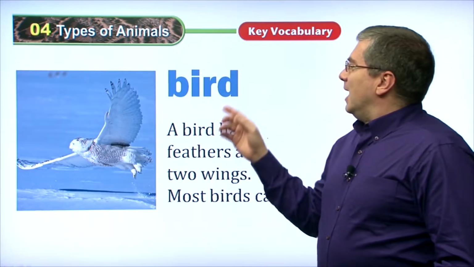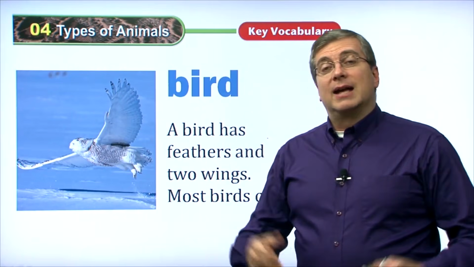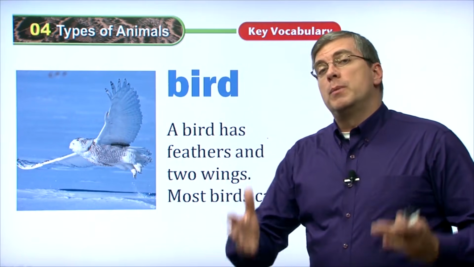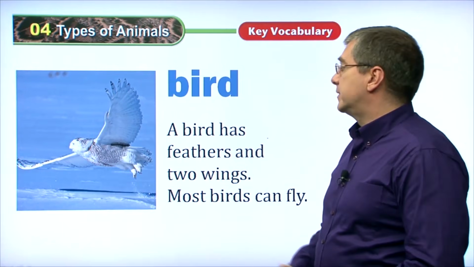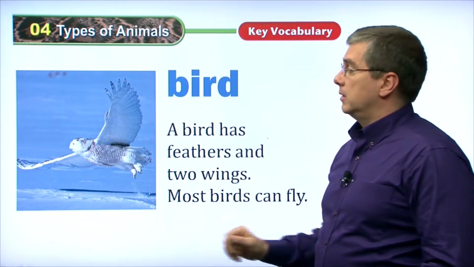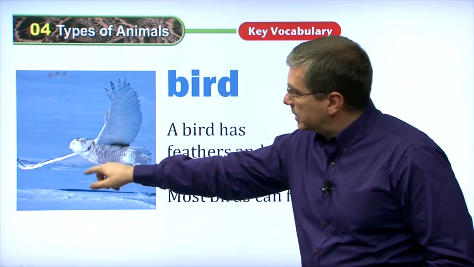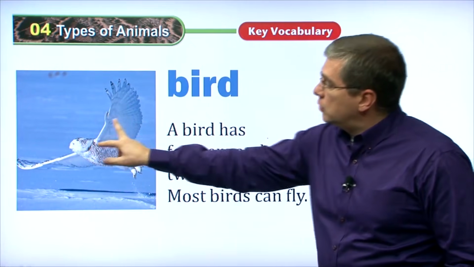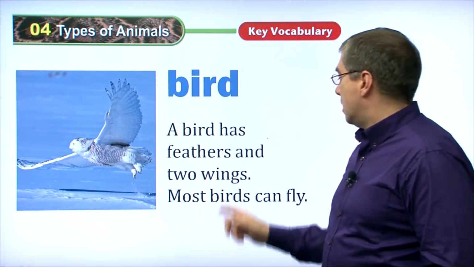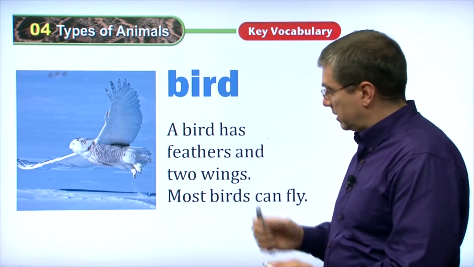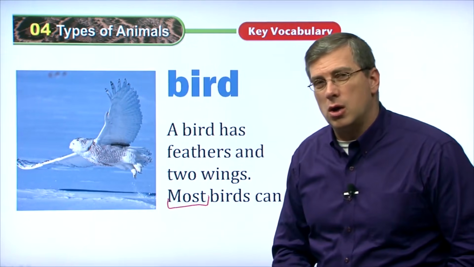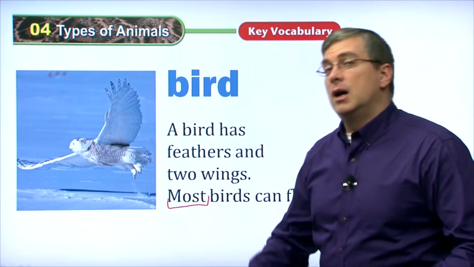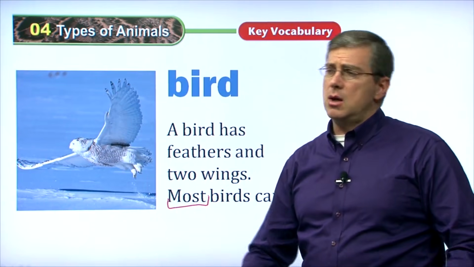Also, we can group animals as birds. Birds are a group of their own because, if you think about it, they're unique, right? What is a bird? A bird has feathers, right? It has many feathers. We can see the feathers here. And 2 wings. Most birds can fly. That's another key point right there. Most. It doesn't mean all. Of course, when we think about birds, we think, oh, they can fly.